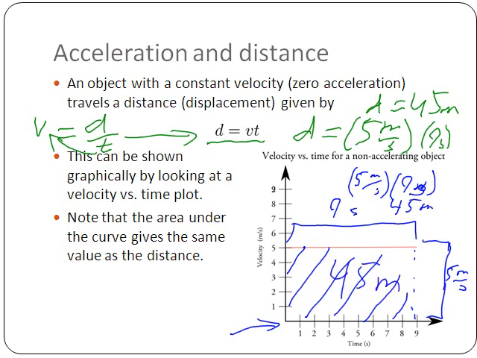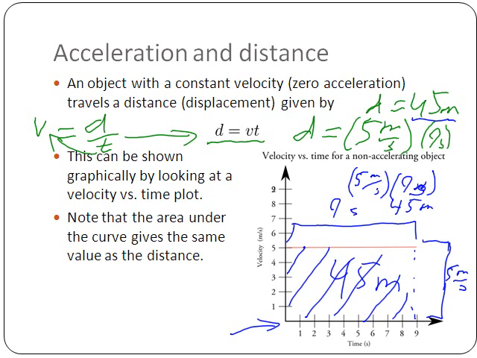45 meters is a distance, and in fact, it's the same distance I got whenever I worked out my distance is equal to velocity times time. And so this is something that's critical here, that the area underneath this curve gives the same value of the distance. If you have a velocity versus time graph and you find the area underneath that curve, that will tell you what the distance is.